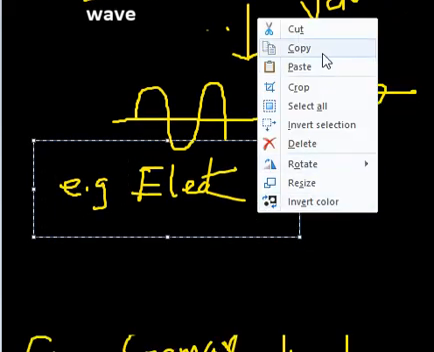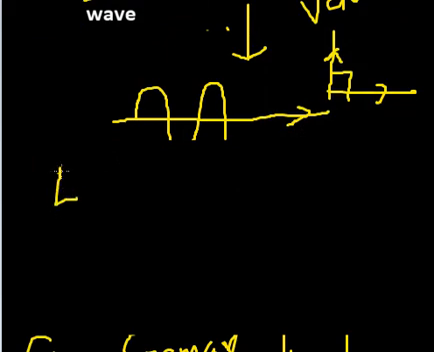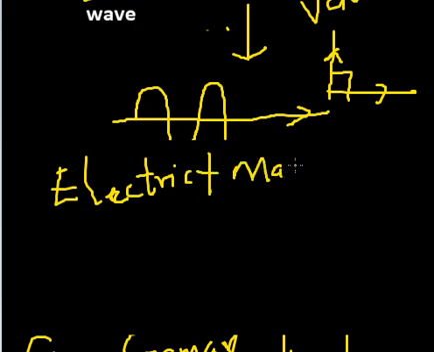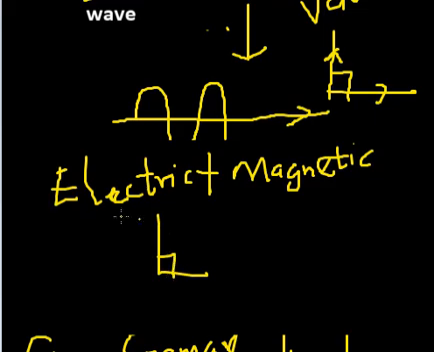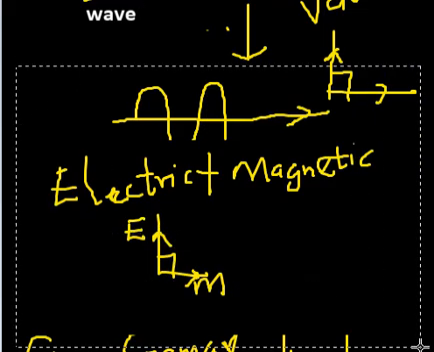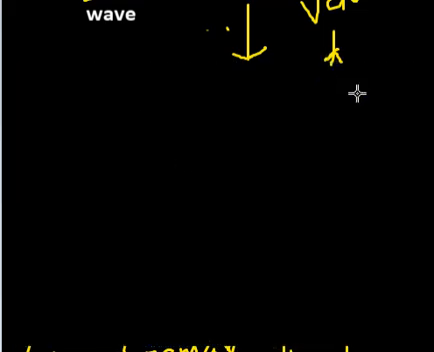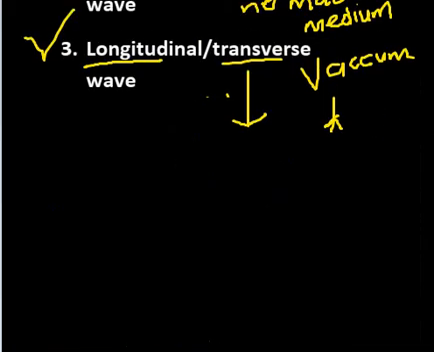Because they are simply made up of the electric component with the magnetic component, vibrating in a perpendicular direction. So electric and magnetic are perpendicular to each other. So all of them are electromagnetic waves, and all of them are transverse waves. Please take note of that. That's transverse wave.